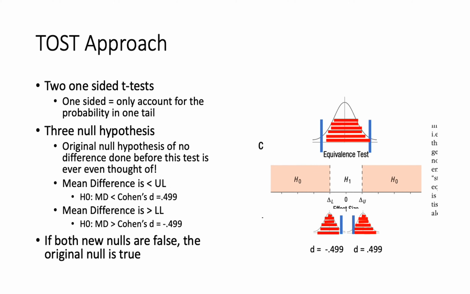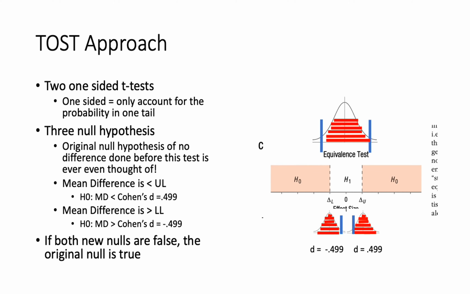So here we have our TOST approach. What does it stand for? Two one-sided t-tests. All this means is that one-sided is a one-tailed t-test. That's all they're saying. So there are two one-tailed t-tests. That's the name of it. Two one-sided tests means two one-tailed t-tests. No big deal. Okay? I'm moving on to the next bullet point.